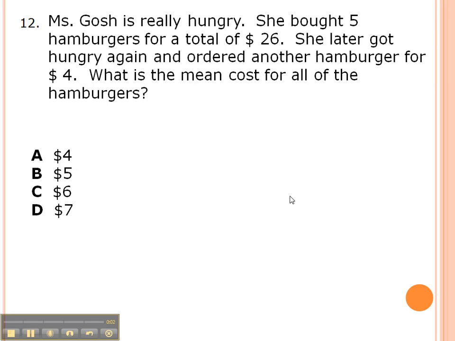Okay, problem number 12. Ms. Gosh is really hungry. She bought 5 hamburgers for a total of $26. She later got hungry again and ordered another hamburger for $4. What is the mean cost for all of the hamburgers?